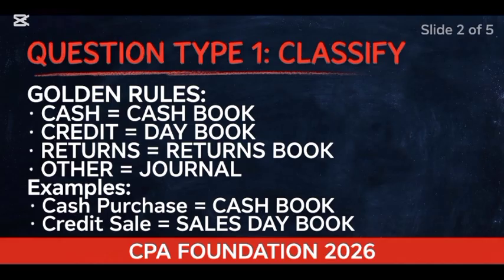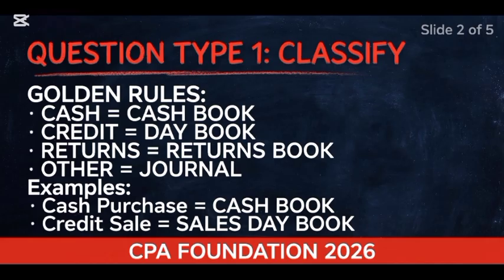Rule 1. Cash equals cash book. Anything with cash, check, M-Pesa, or bank goes here. Rule 2. Credit equals day book. Credit sale goes to sales day book. Credit purchase goes to purchases day book.